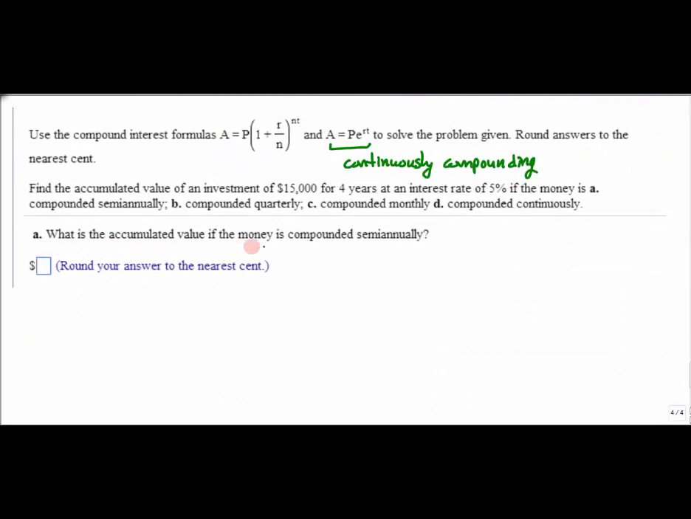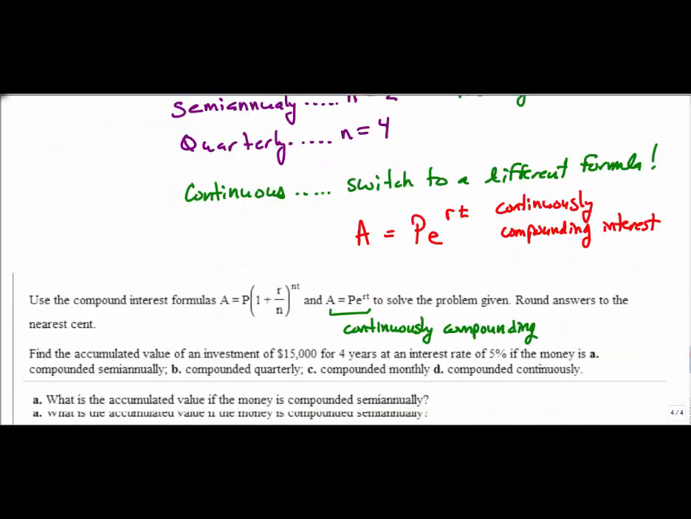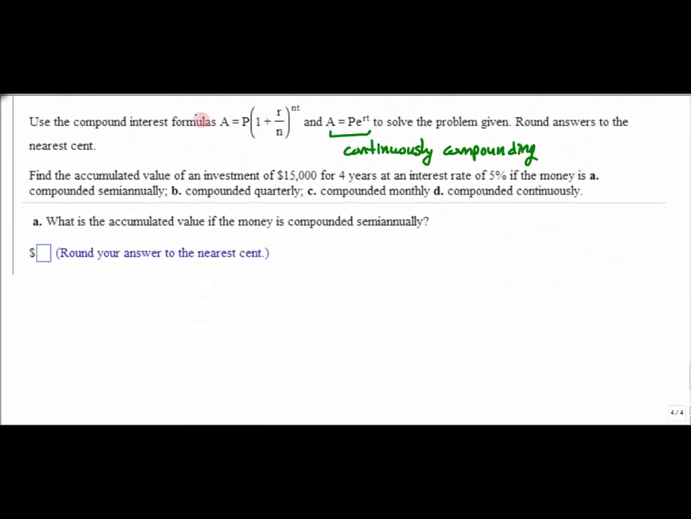Okay, so what is the accumulated value if the money is compounded semi-annually? Okay, well, we have these two formulas. Now if we switch back up here, A stands for the balance in the account after the investment is made. So another way that we could look at this is A could stand for the accumulated amount. It's the balance in the account after my investment has been made. So what we're getting started with here then is that A is my accumulated amount, that's what I'm looking for. P is my principal. Well, it says right here 15,000 is my principal.